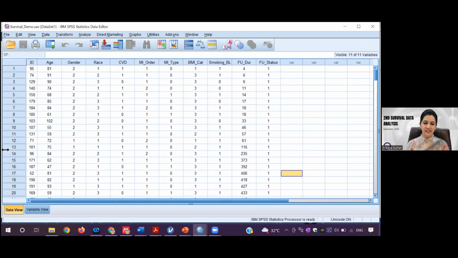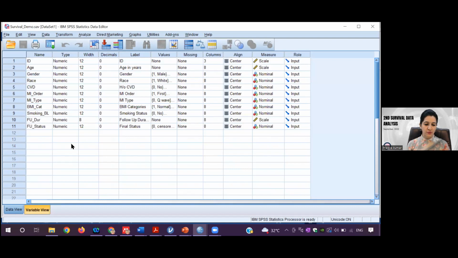We'll go to the same data set. Again, I'll show the variables: age, gender, race, cardiovascular disease, MI order type, BMI category, the smoking status at baseline, and the follow-up duration and follow-up status.